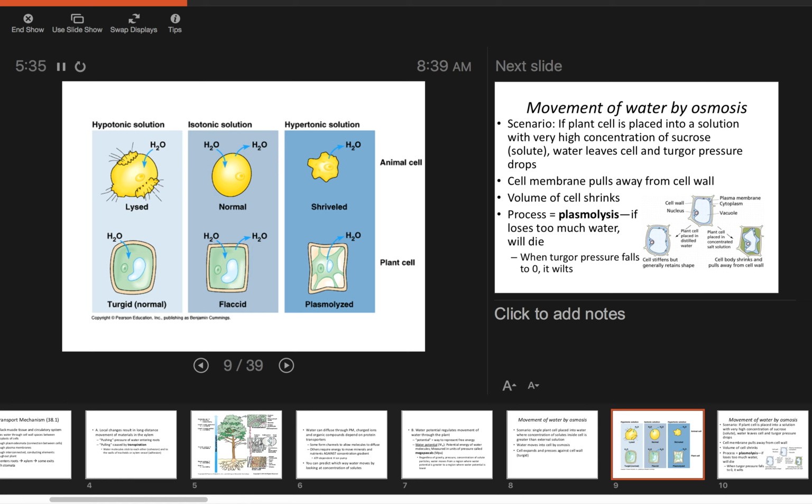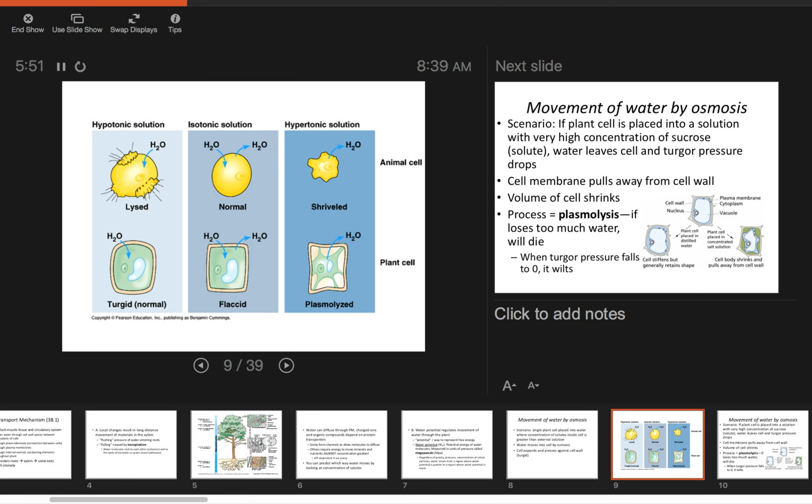If it was an animal cell and water rushes in and just keeps rushing from high to low, you could probably burst that animal cell. We have isotonic solutions where equal amounts of water enter and leave the cell. Then we have cases where water leaves the cell.